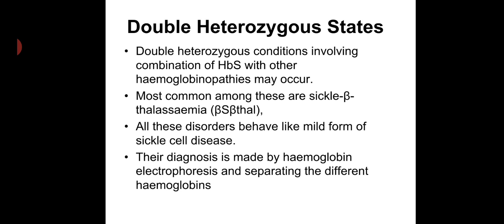Then last is double heterozygous state. These conditions involve the combination of sickle hemoglobin with other hemoglobinopathies. Most common among these is sickle beta thalassemia. All these disorders behave like a mild form of sickle cell disease. Their diagnosis is made by hemoglobin electrophoresis and separating the different hemoglobins. That is all about the sickle cell anemia.